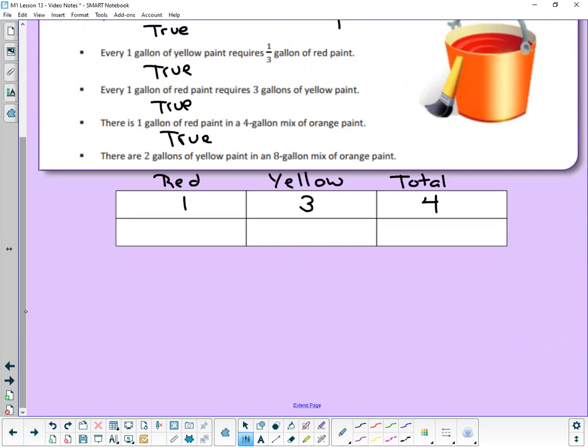Now it's saying if there are 2 gallons of yellow paint in an 8-gallon mix of orange paint. Well, if I made this 8, okay, that means I'm making double the amount, which means I have to multiply this by 2 and this by 2. Well, clearly there's not going to be 2 gallons of yellow paint. There would be 2 gallons of red paint, not yellow. So that one is false. And again, by making the ratio table, it was much easier to see that clearly.